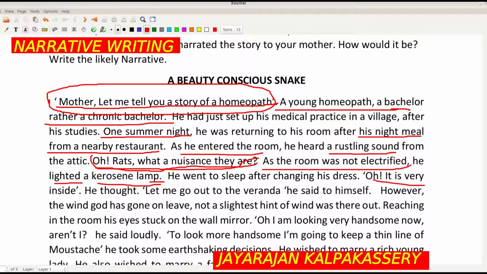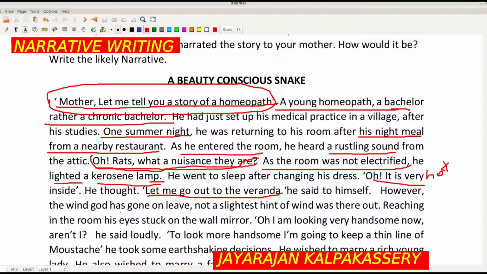Oh, it is very hot inside. Naturally, any person sleeping in a room may say that. He thought, let me go out to the veranda. He said to himself. Here again is a piece of thought, and he said to himself.